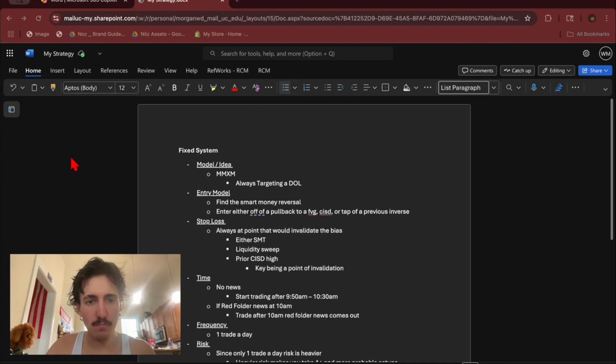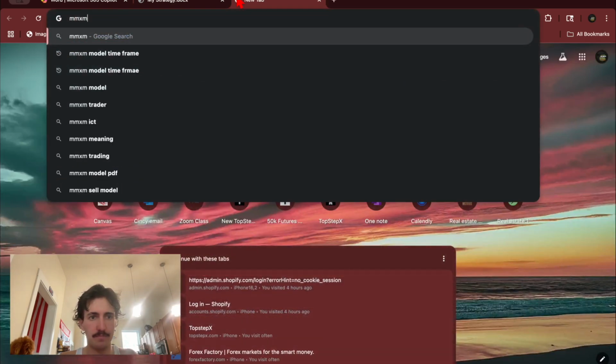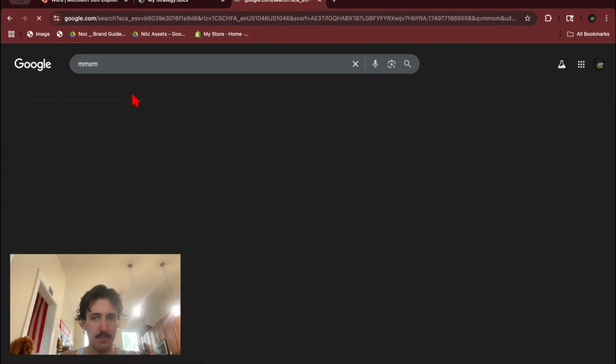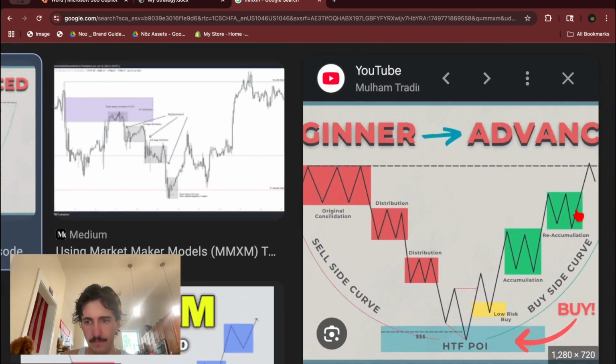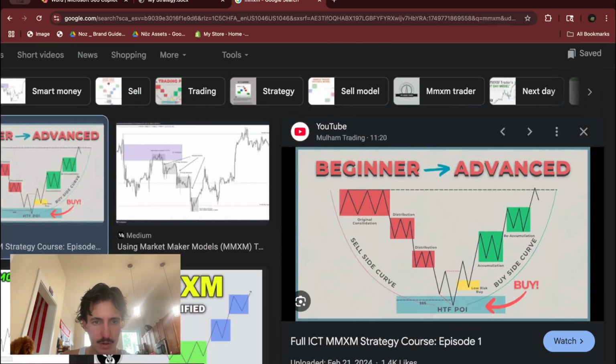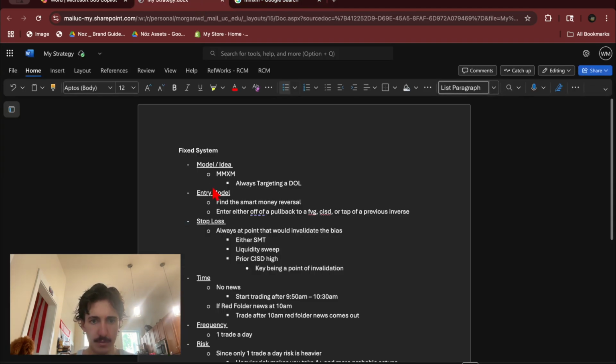I wrote them all down. Okay, so the market maker model. We'll look it up actually, because I don't know. It's this thing right here. Let's see if there's a better picture. Basically this right here, so when I'm explaining these things, it'll be easier to understand.